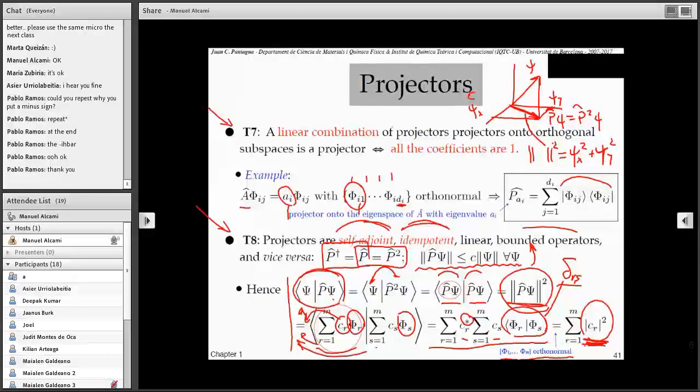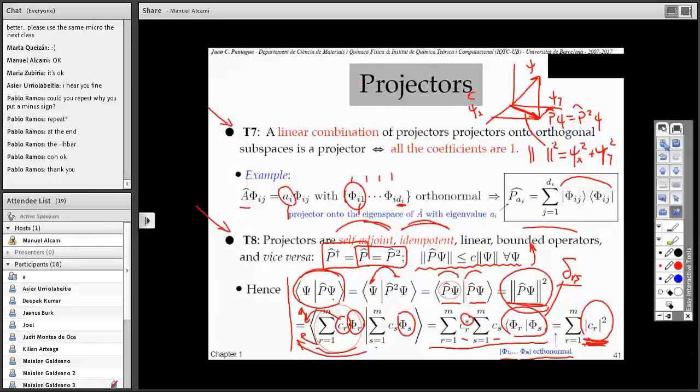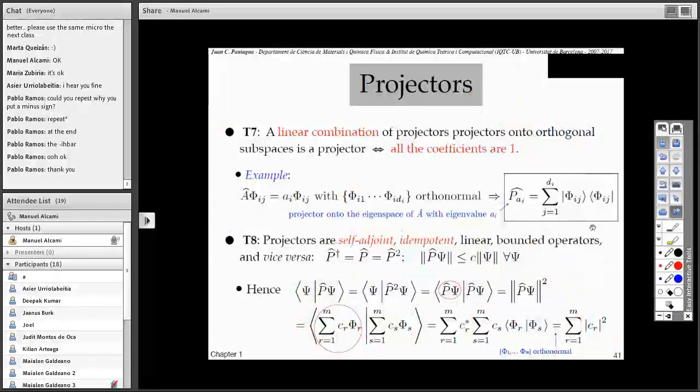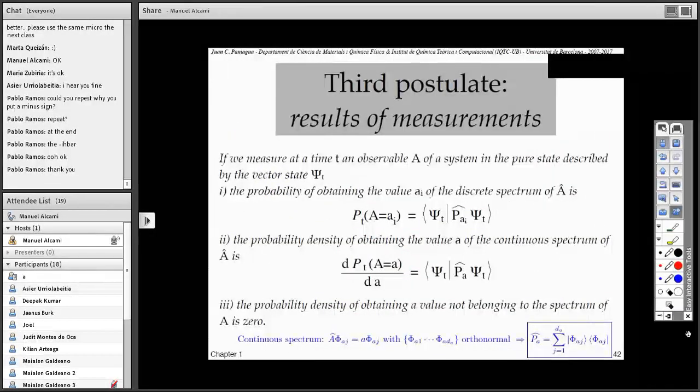Okay, so now we have enough information about projectors to go to the most interesting postulate, which is the third postulate. The third postulate connects all this with physics. Until now, we have only spoken of mathematical tools. Let's see what all of this has to do with physics.